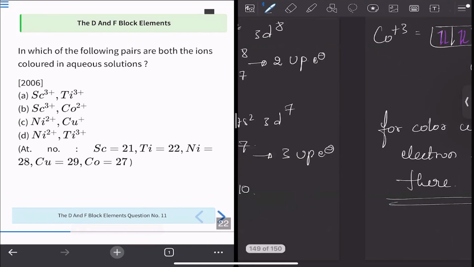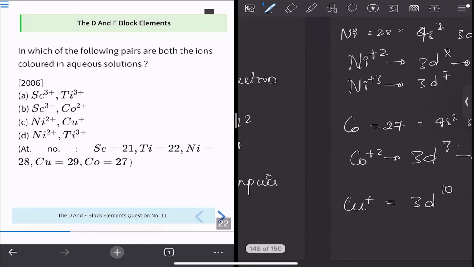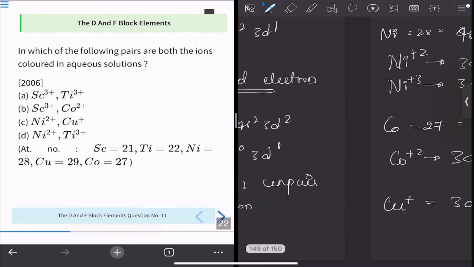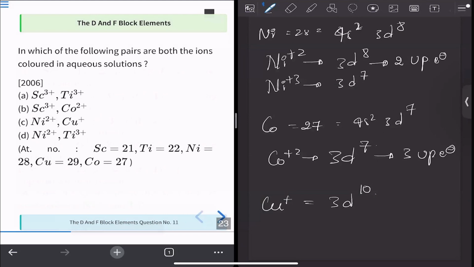So option D is the correct answer, where nickel and titanium both have unpaired electrons. In option A, Sc plus 3 is there, which has no unpaired electron. Option B, Sc plus 3, which has no unpaired electron. In option C, Cu plus is there, which has no unpaired electron. Option D is Ni plus 2 and Ti plus 3, both have unpaired electrons. So option D is the correct answer and produces the color.